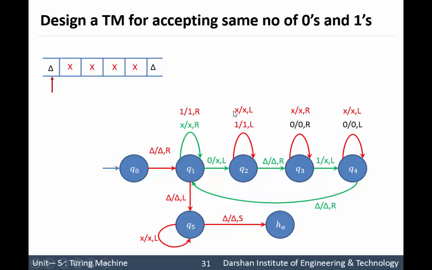So what is logic? First you have to start searching first leftmost 0, convert that 0 into the x, again move to the left end of the string, start searching for corresponding 1, convert 1 into the x, again move to the left direction, and story will be repeated for all 0's and 1's into the string.